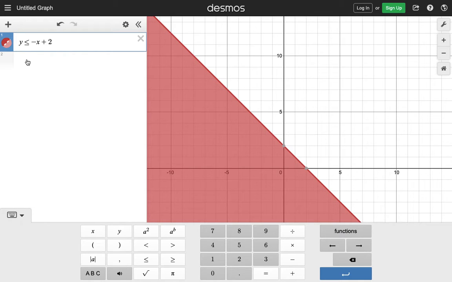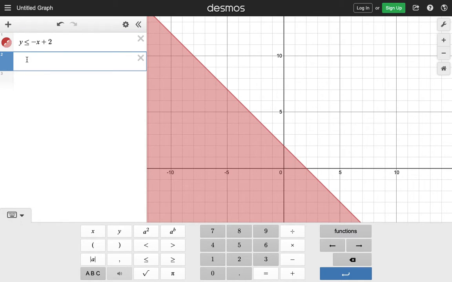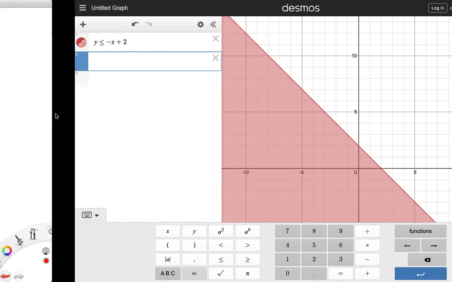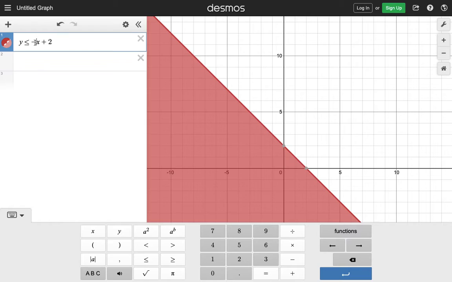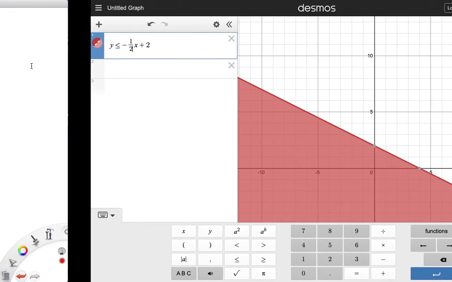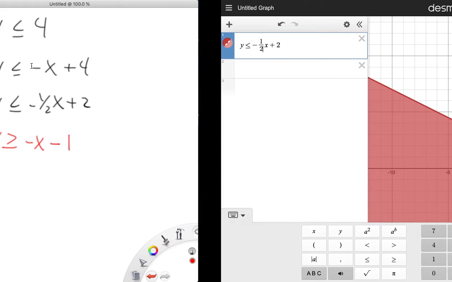Okay. And the other one was what? Y is greater than negative x. Oh, negative 1/2 x. That makes a difference. Alright, y is greater than negative x minus 1.